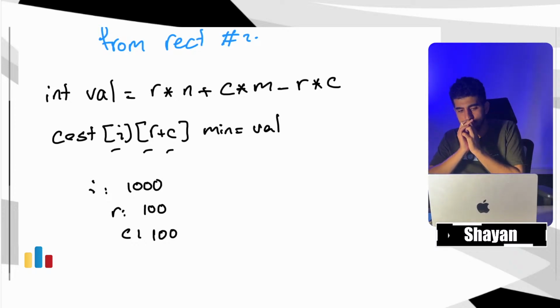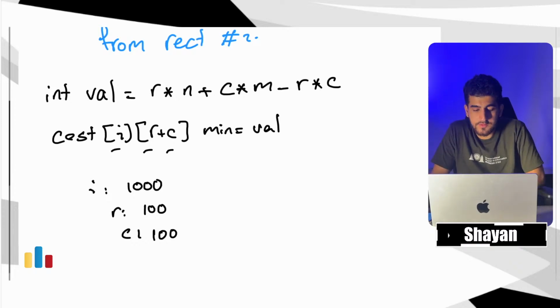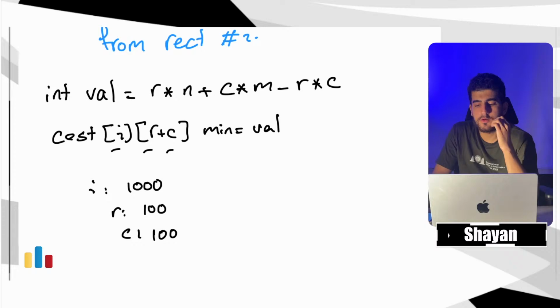So I'm saying that for every one of the rows, for every one of the characters, and for every number of the rows and every number of the columns, I can just find out what the score is.